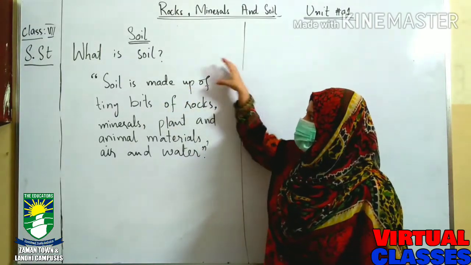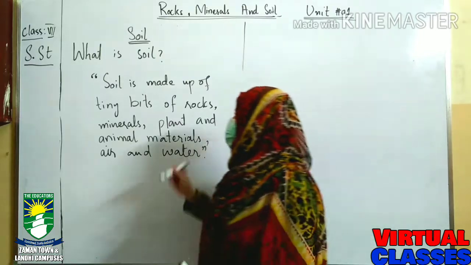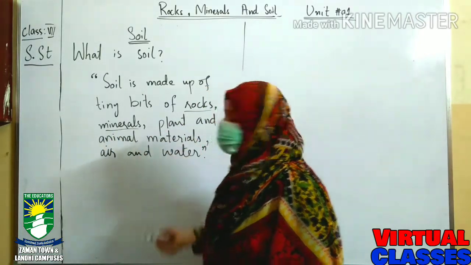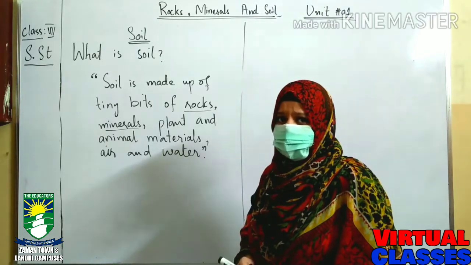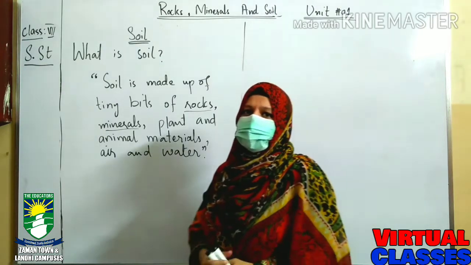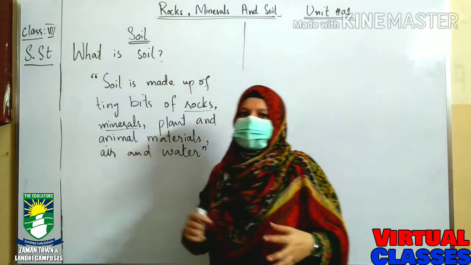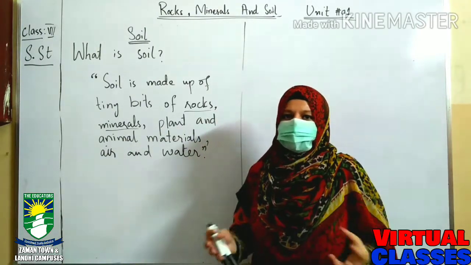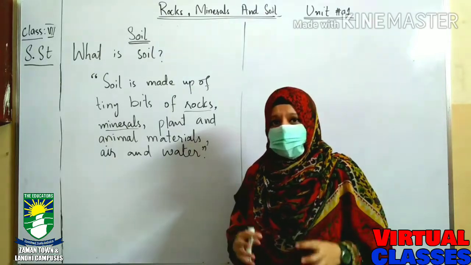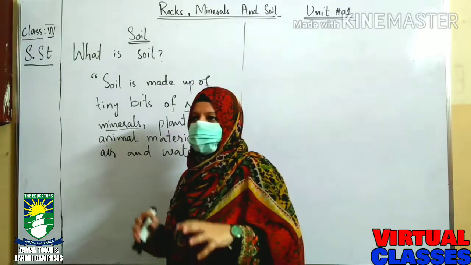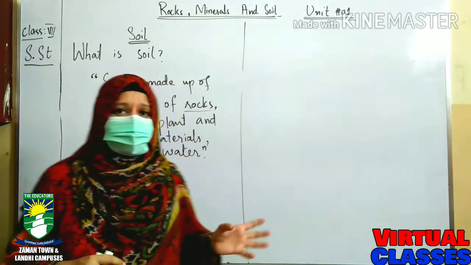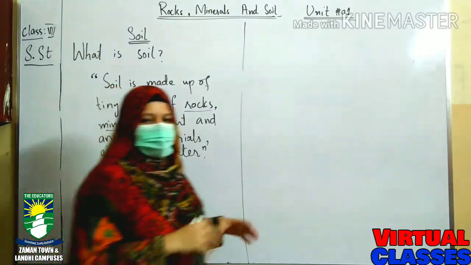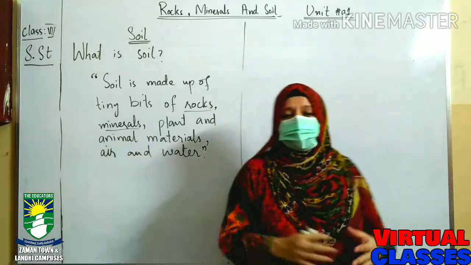What is soil? Soil is made up of tiny bits of rocks, minerals, and plant and animal materials, that means organic substances. So soil is made up of different materials that may be rocks, minerals and organic substances, or the dead pieces or eroded particles of dead organisms like plants and animals. There are different types of soil.